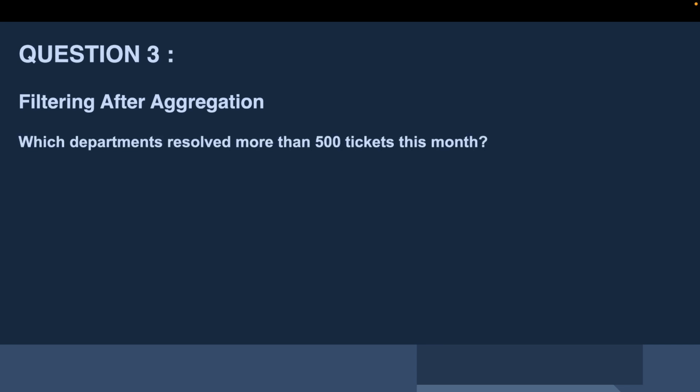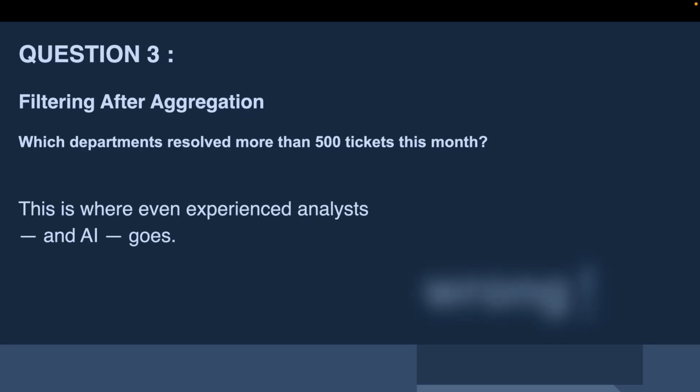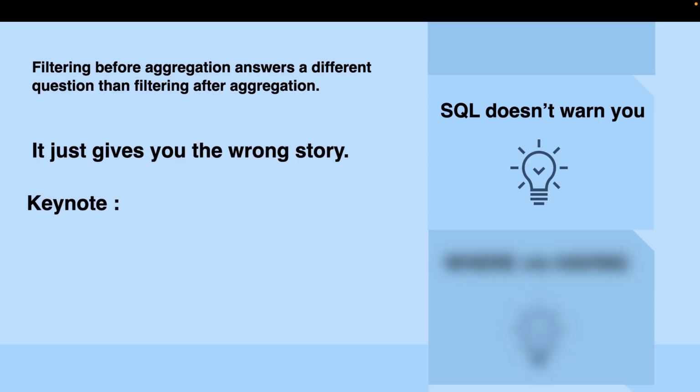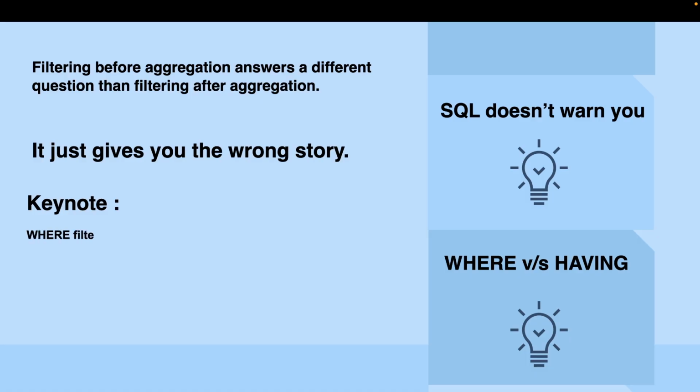Filtering after aggregation. Now let's talk about filtering. Which department resolves more than 500 tickets this month? This is where even experienced analysts and AI tools go wrong. Filtering before aggregation answers a different question than filtering after aggregation. SQL doesn't warn you, it just gives you the wrong story. Key note: where filters the data, having filters conclusions. Mixing them changes the entire business logic.